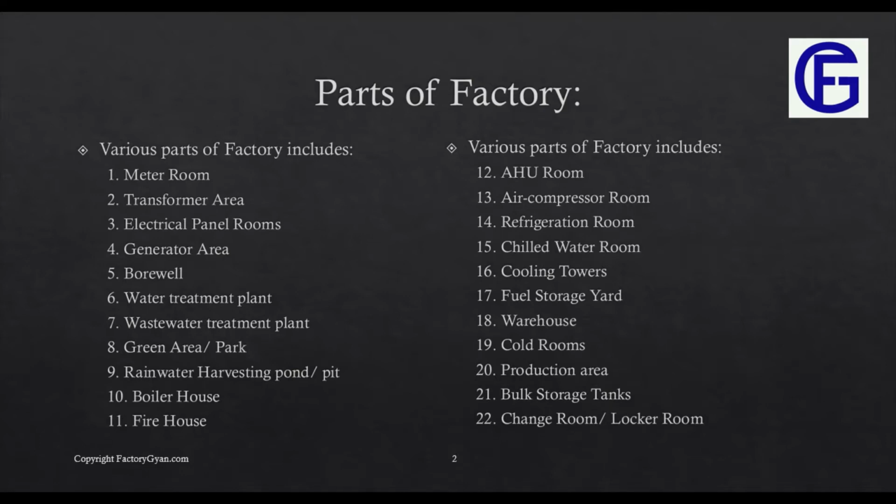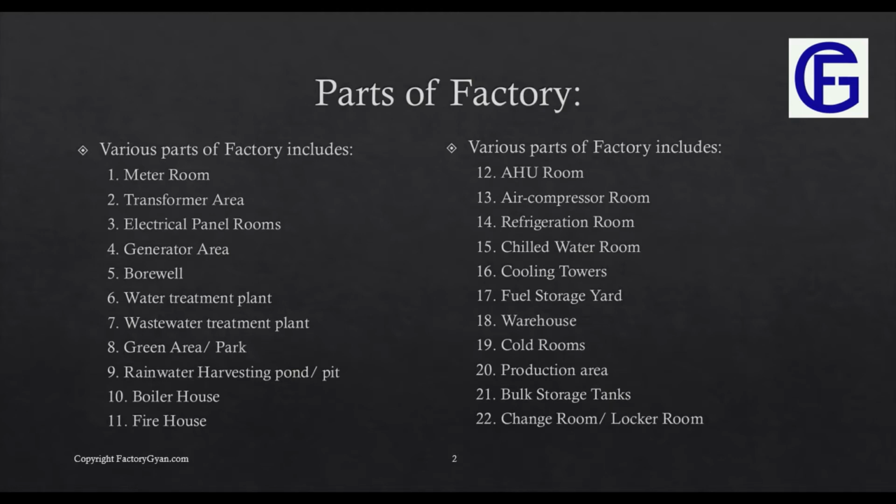Then next line item number 13 is the air compressor room. So an air compressor is equipment which generates air at a high pressure, which is required at a lot of places inside the factory for operating the pneumatic equipment. You would have heard a lot of pneumatic valves, pneumatic cylinders. In fact, complete machineries are available which run on compressed air. So you will be finding these compressed air rooms in various factories.